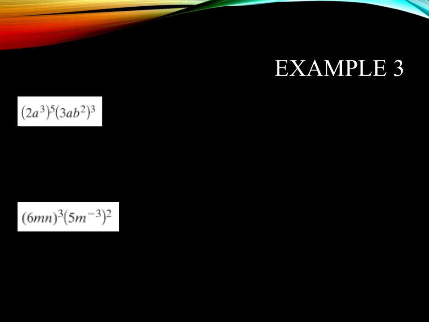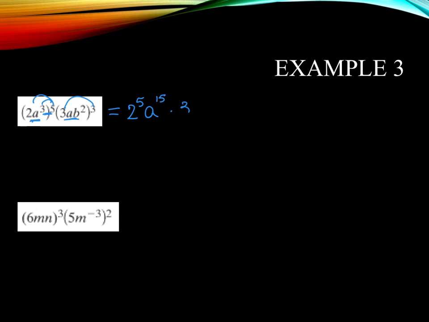Now for the last part of example 3, I can see right away I have products in both sets of parentheses raised to powers. So that tells me I am going to have to distribute. So this is going to give me 2 to the 5th times a, and here I have a power to a power, so this is a to the 3 times 5, which is 15. And then I'm going to have to do the same thing over on the other set of parentheses.